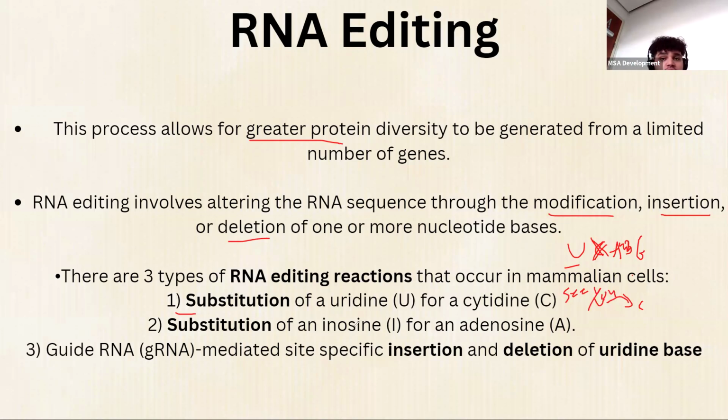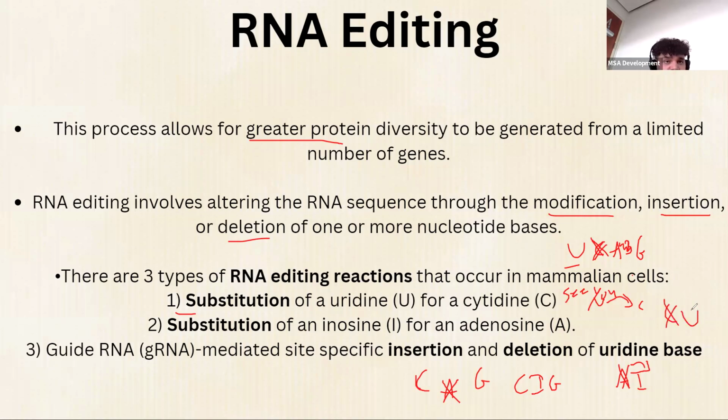The other one is substitution of inosine for adenosine. On the same example, CAG will become CIG. So the A is replaced by an I. AI, artificial intelligence. The A will be removed and the I will take its place, same with the CU.